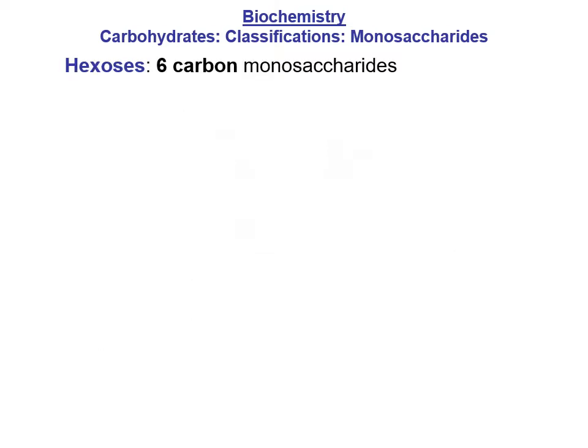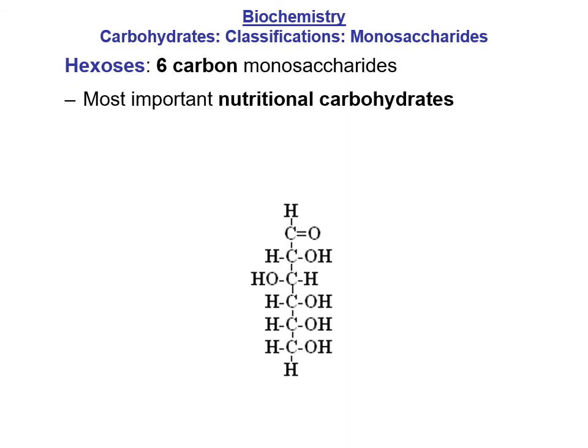The hexoses, or the 6 carbon monosaccharides, are important to us in the realm of nutrition. So they're the most important nutritional carbohydrates. They all have the same molecular formula, C6H12O6, but there are about 24 isomeric variations in between them. So again, an isomer has the same molecular formula, different structural formula, so I can take these components and mix them together to get different hexoses.